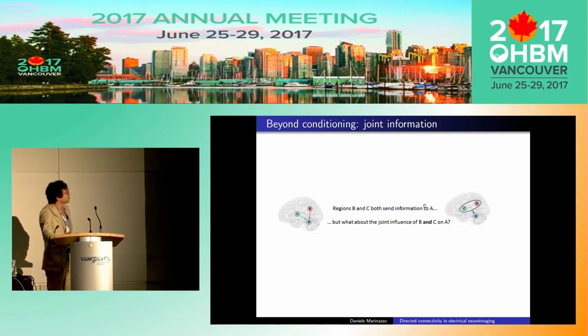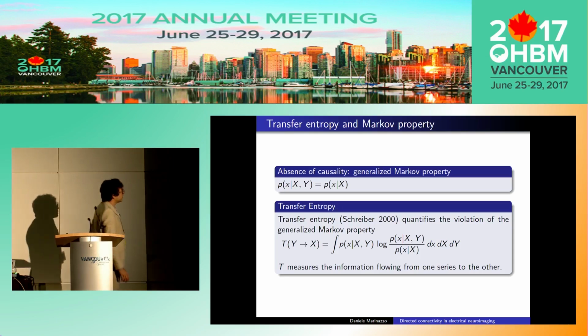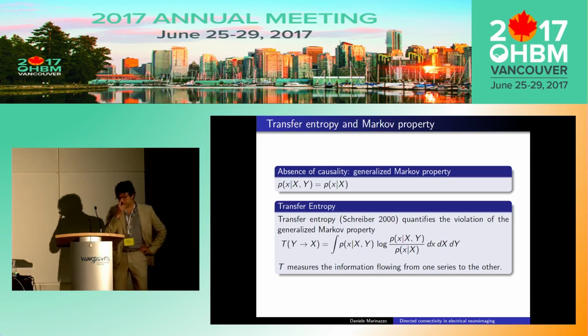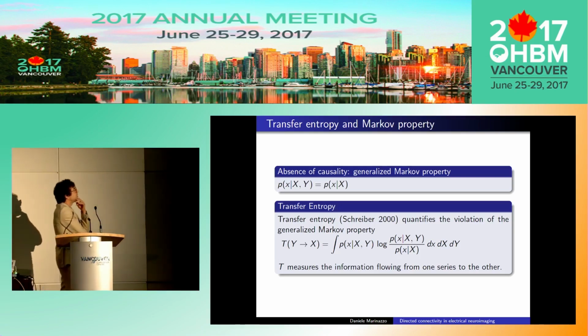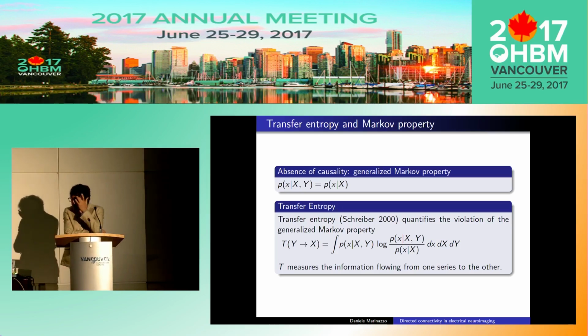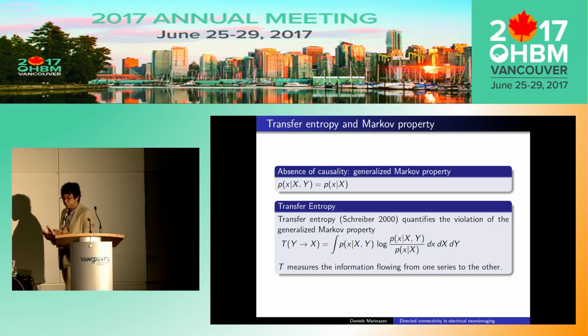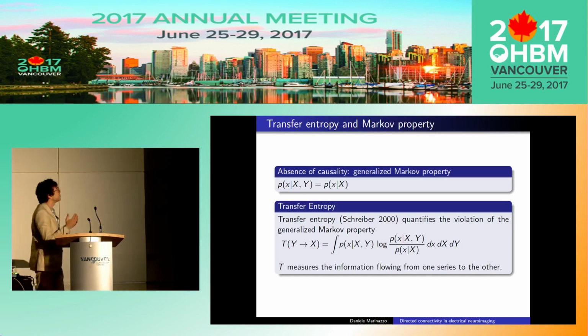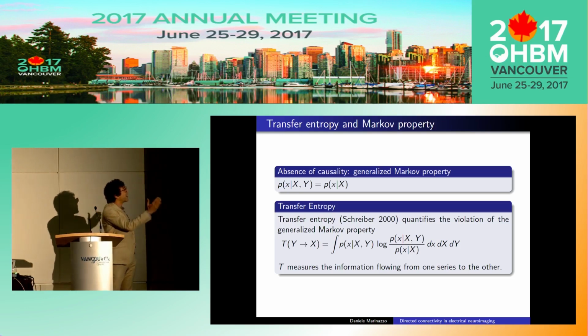In order to look into this, we will go a bit into the domain of information theory. It is not so remote, let's say, from Granger causality. Indeed, the absence of Granger causality is summarized by the generalized Markov property. The probability of finding x in a future state, given its past and the past of another time series y, is the same as the probability of finding x in a future state given only its own past. This is the generalized Markov property. When this is violated, then we have information transfer between y and x.